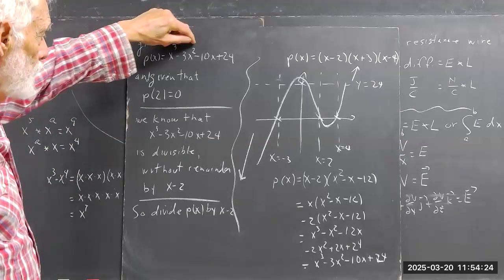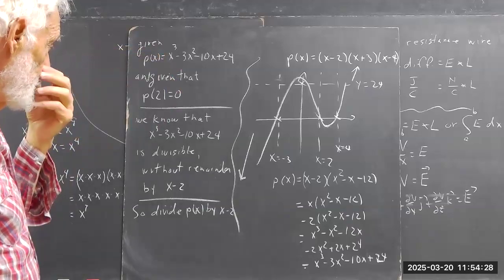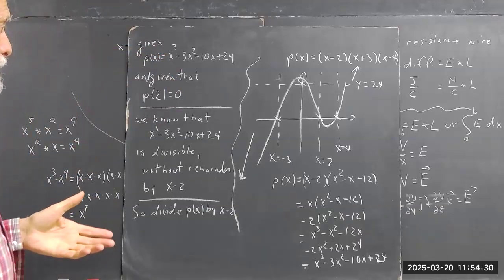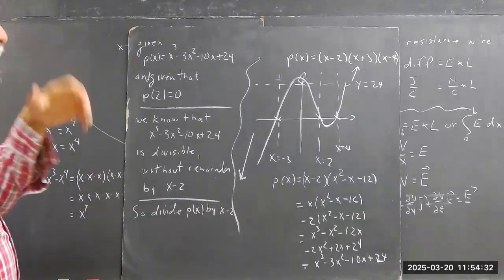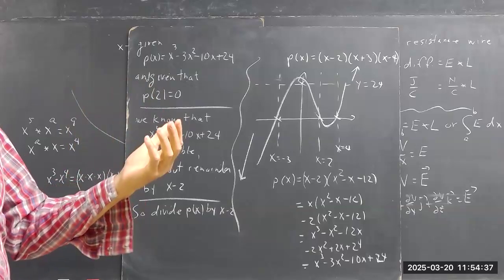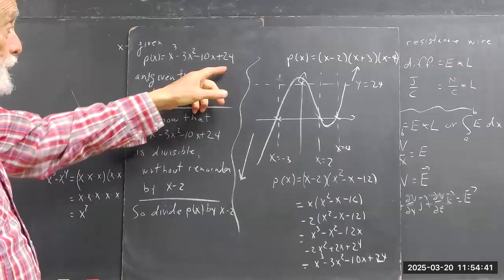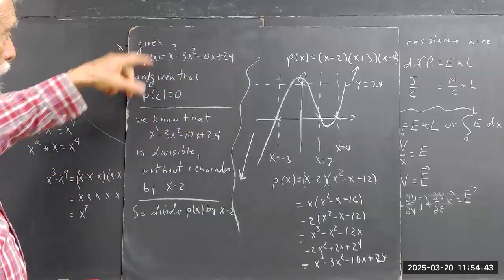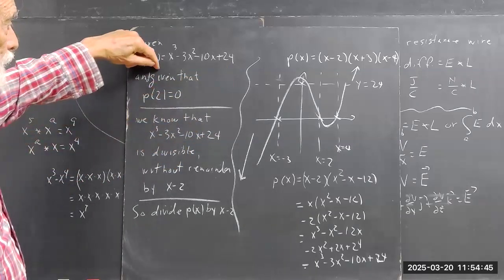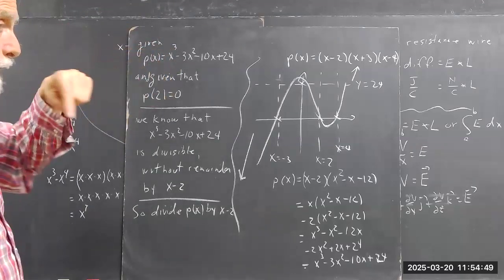Well, let's say we're given this, and we're also given that P of 2 equals 0. Now, you can do some trial and error with small numbers like 1, 2, 3, or -1, -2, -3. See if one of them gives you 0 here. If you can find one that makes this 0, then you don't have to be given it. But let's just say you're given that P of 2 equals 0.